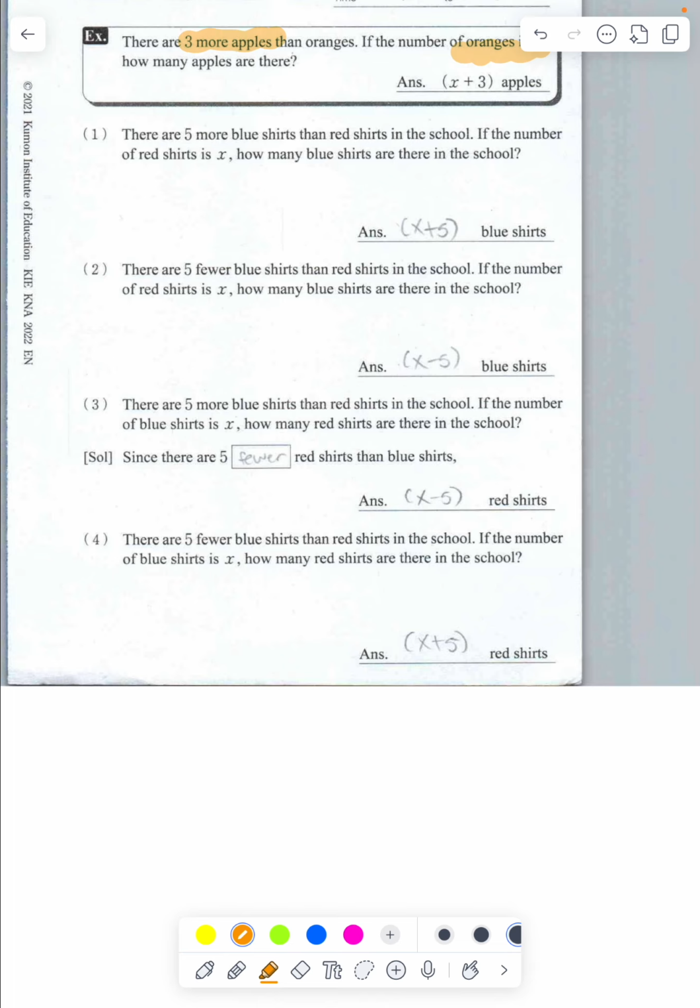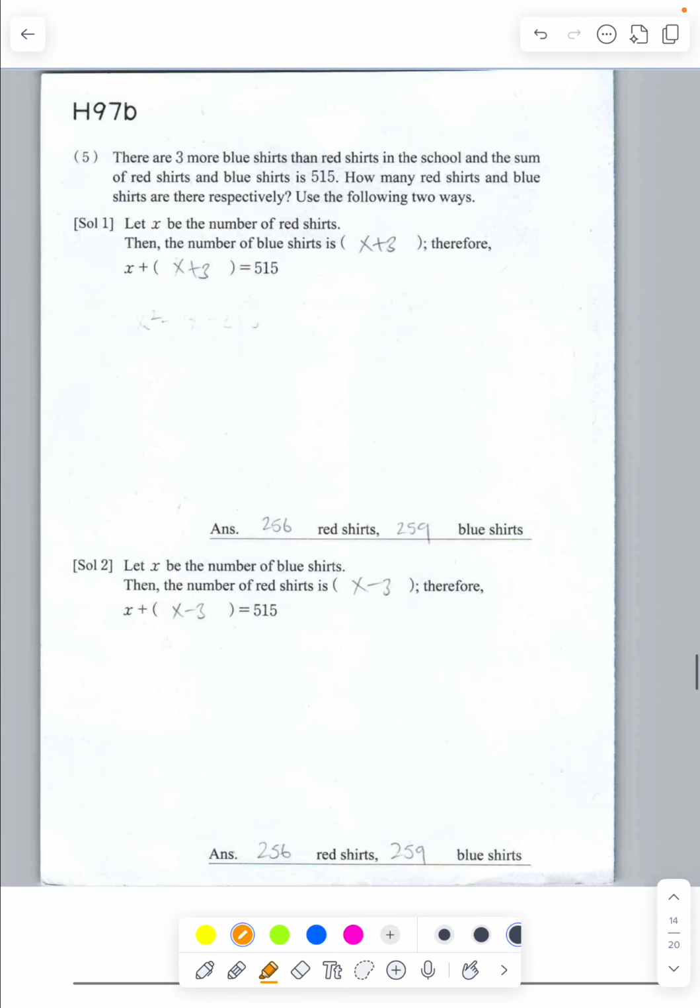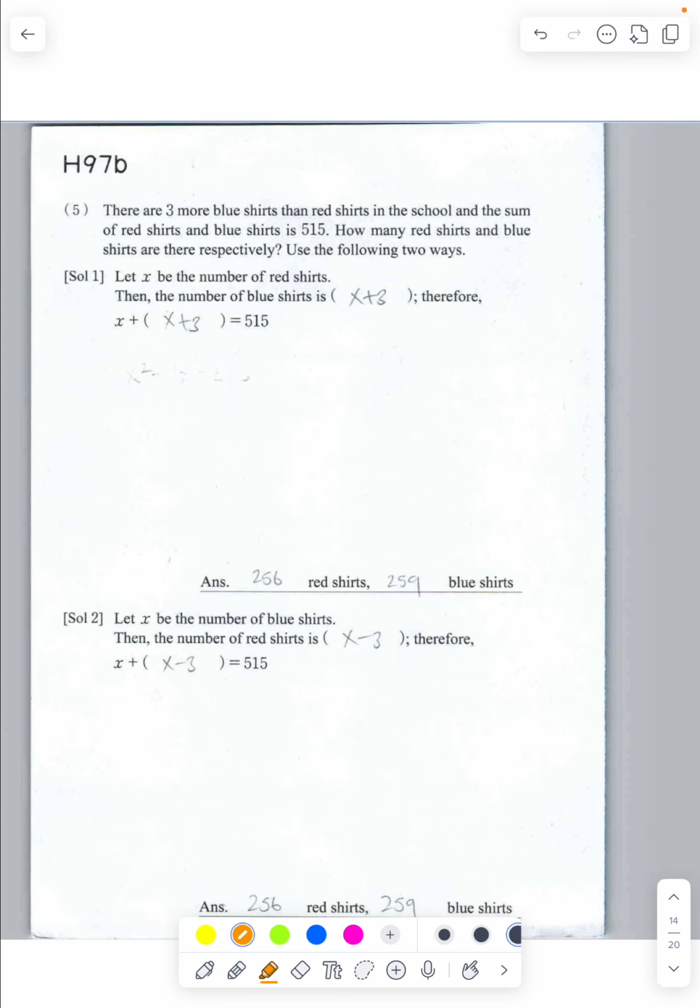So blue shirts is X. There are 5 fewer blue shirts than red shirts. Now, can you represent the red shirts now? What does fewer mean to you? So which one's less, blue shirt or red shirt? Blue shirt is less. Now, if blue shirt is X, which means that red shirt should be plus or minus? Good. Nice. Plus 5. Good.